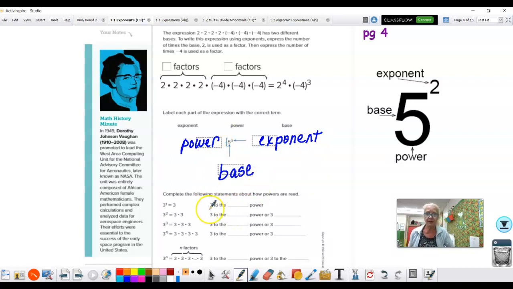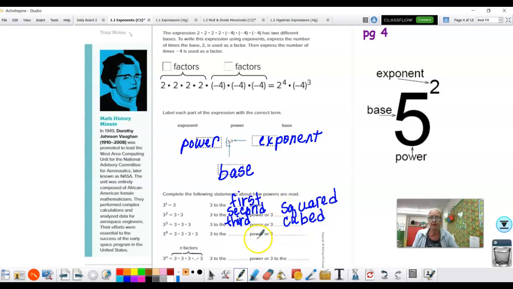Down here, they're showing you 3 to the first power equals 3, so you would say 3 to the first power. The next one shows you 3 to the second power, which can also be said squared. Second power and third power also have alternate words we can use. 3 to the third power can also be said cubed.